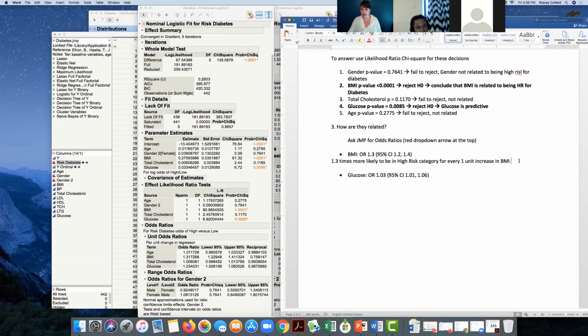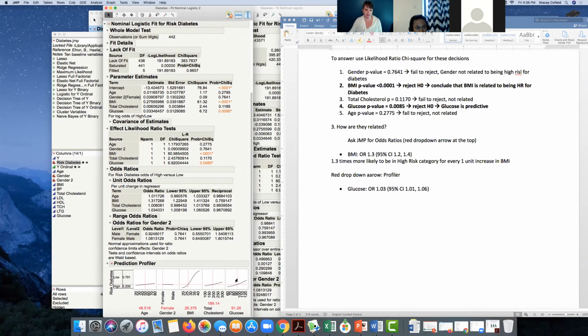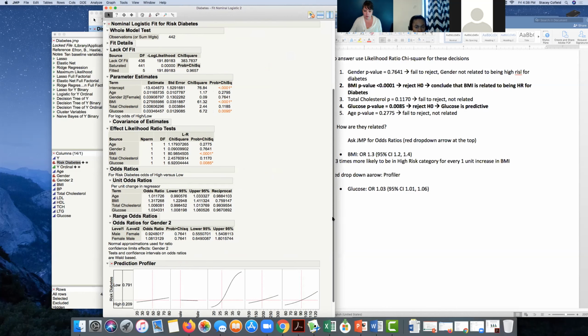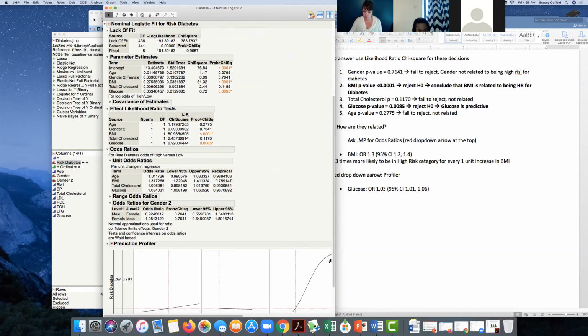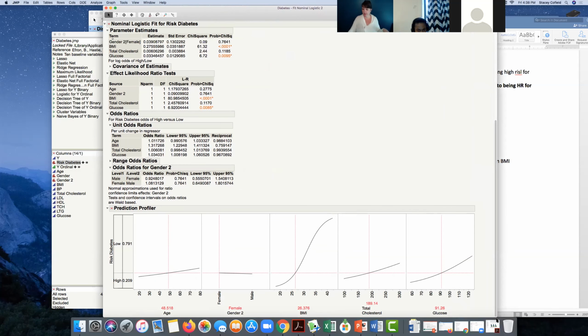And it's again up in this red arrow. I'm going to go up here and ask for the profiler, and I'm going to get this nifty little thing here. I'm going to make it bigger so that you guys can see. This is only for JMP because you can't have interactive graphs on paper.